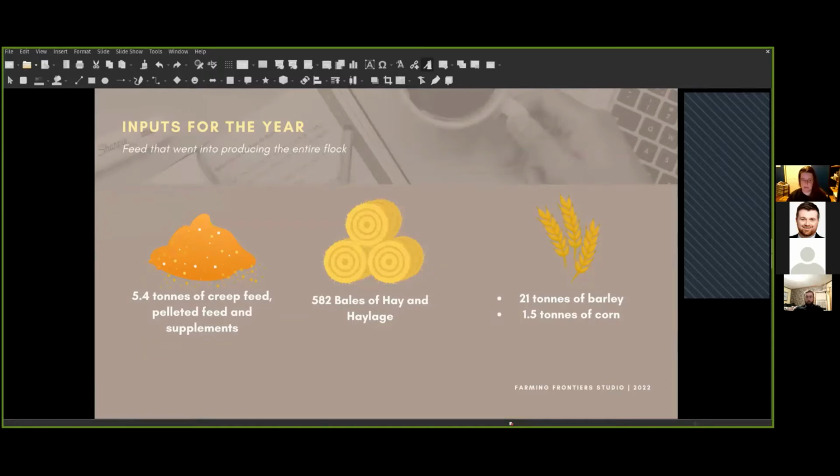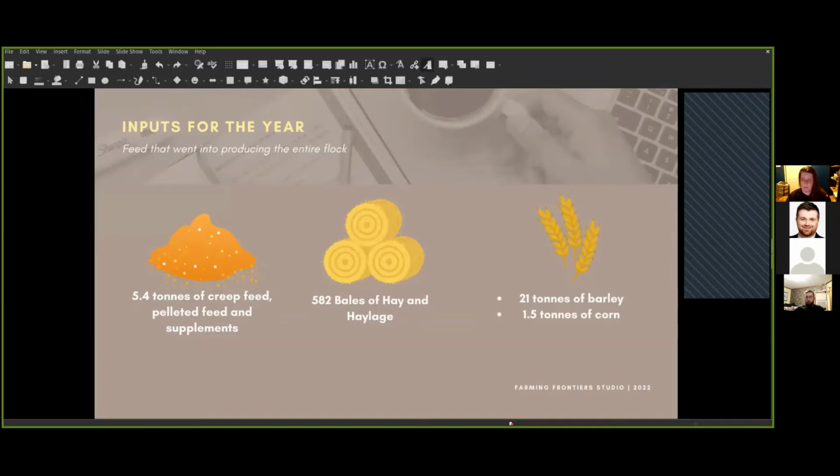5.4 tons of creep, pelleted feed, and supplements. So at the start of 2021, we were feeding supplements to the ewes, just because the hay we ended up having to buy was kind of subpar. So needed some top up there. We fed 582 bales of hay. That's the entire flock. Everything's included in this cost. Like, there's nothing split out for any other critter or any other type of sheep, and in a different stage of production, everything's assigned to the lambs here.